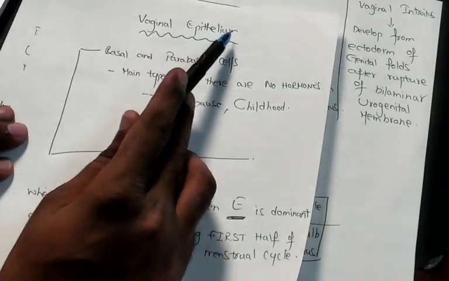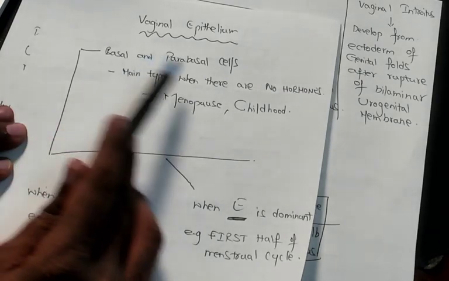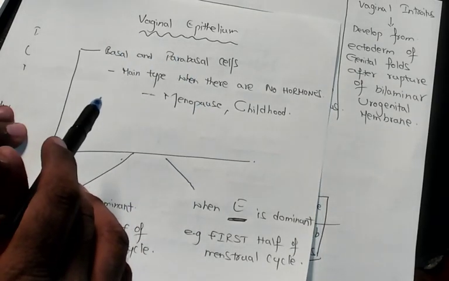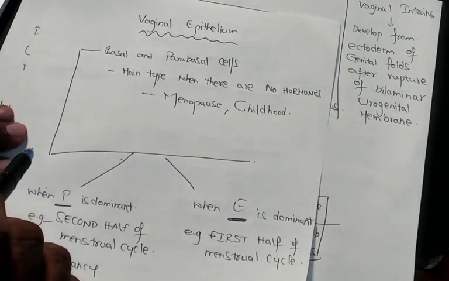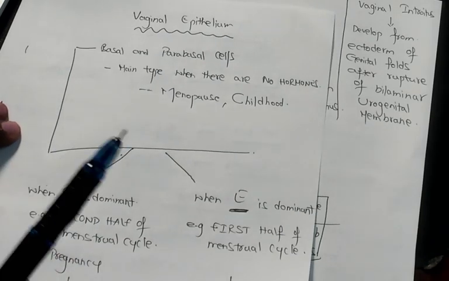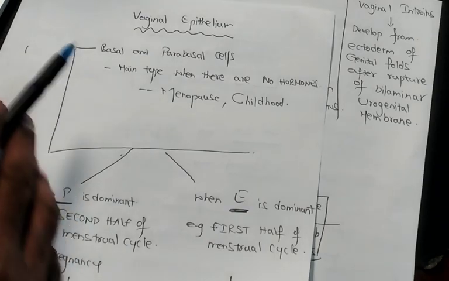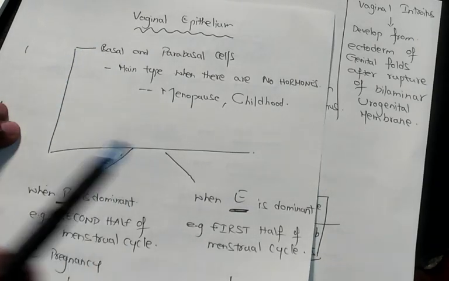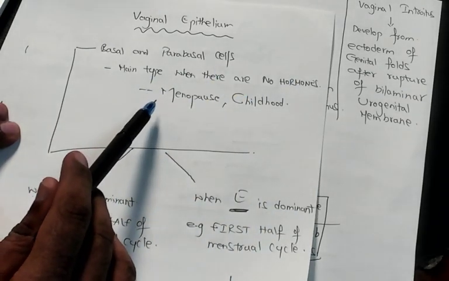Basically, vaginal epithelium has basal cells and parabasal cells, right? Then if you look at the basal cells, they are the main type when there are no hormones.